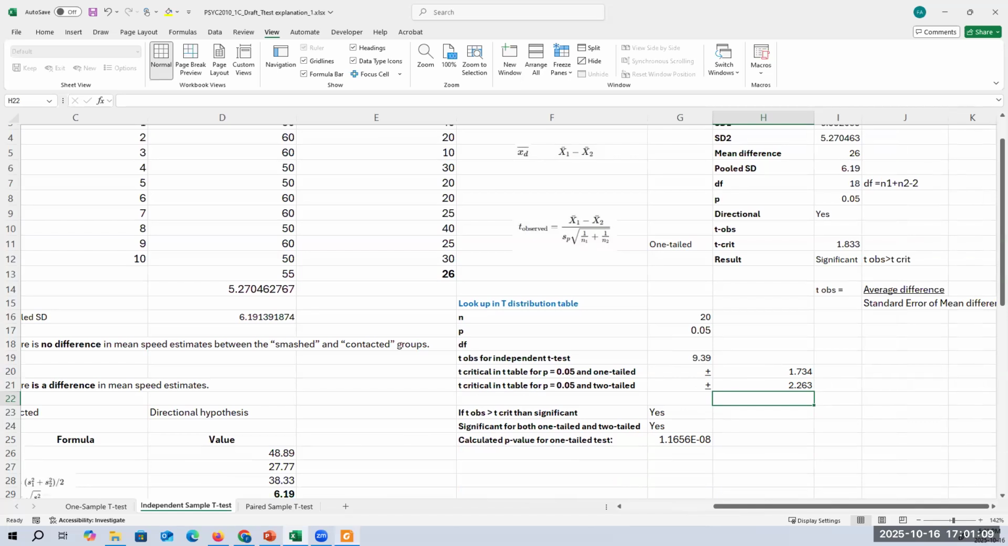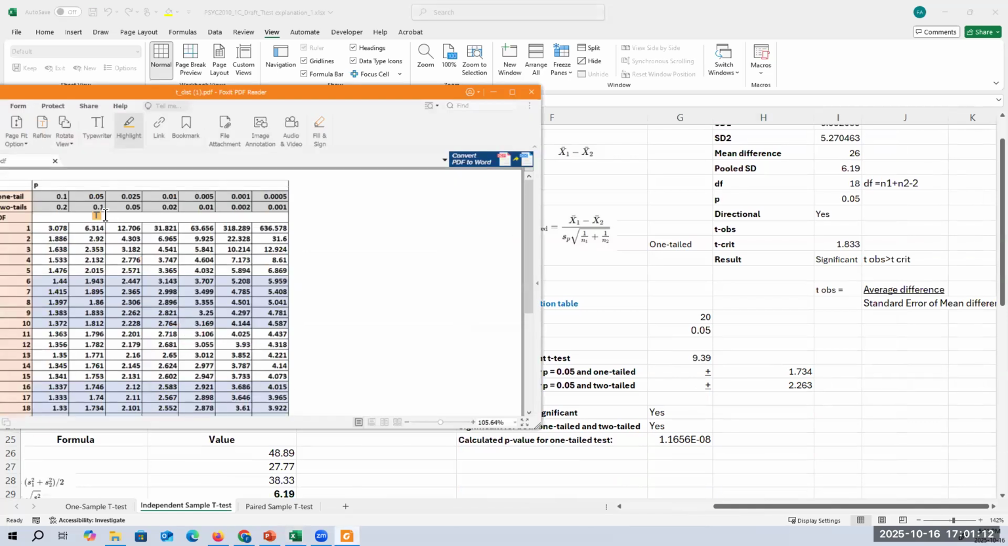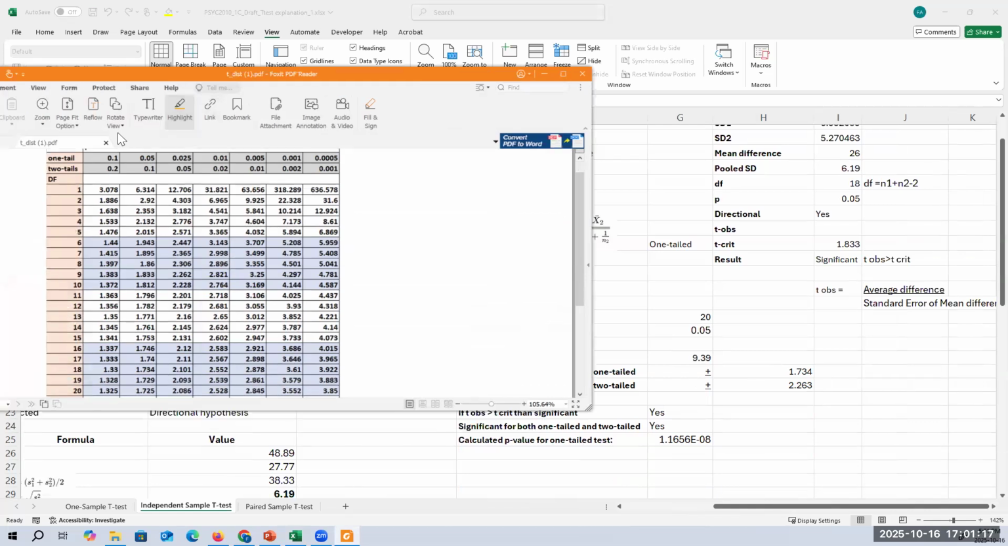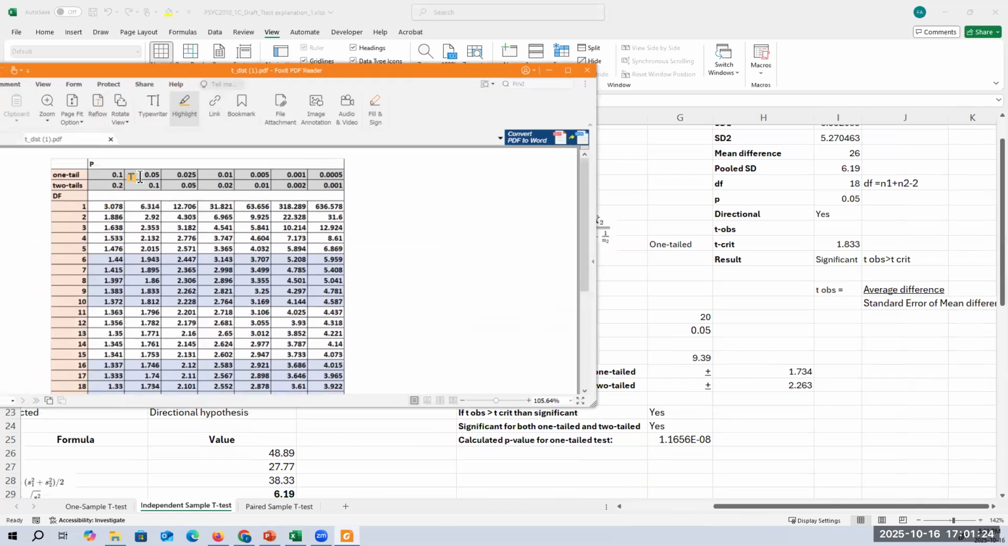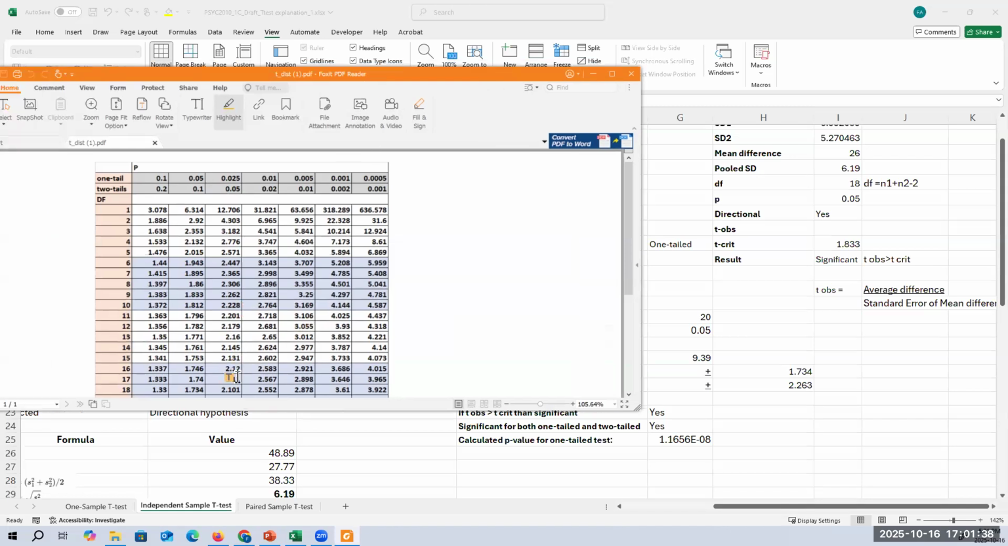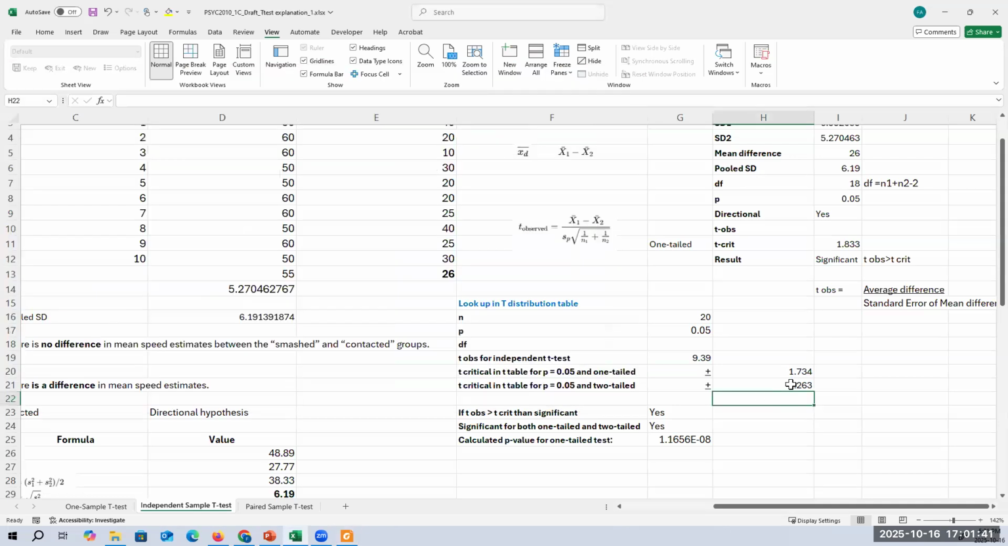And then if you have one-tailed, so we did one-tailed, and your degrees of freedom is 18. So here's one-tailed over here in 0.05, and it's 1.734. That's correct. Now two-tailed 0.05 here, and our two-tailed degrees of freedom is 18, and so it's 2.101.